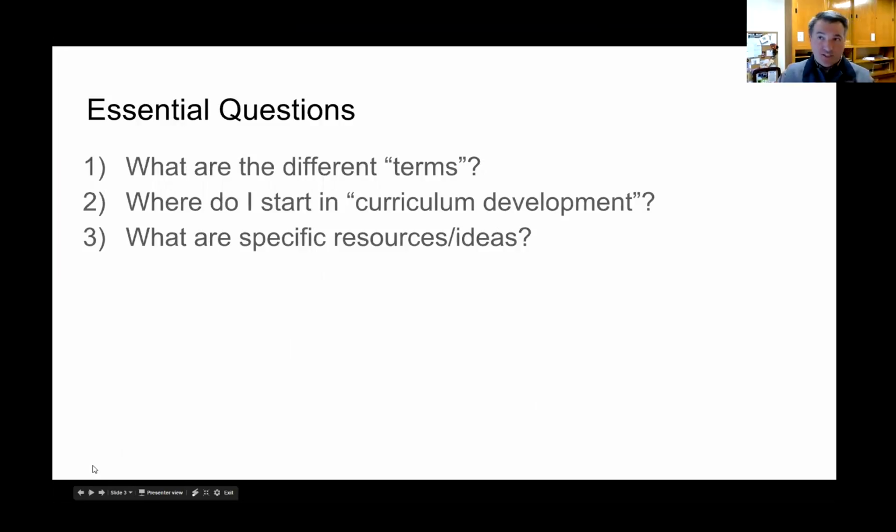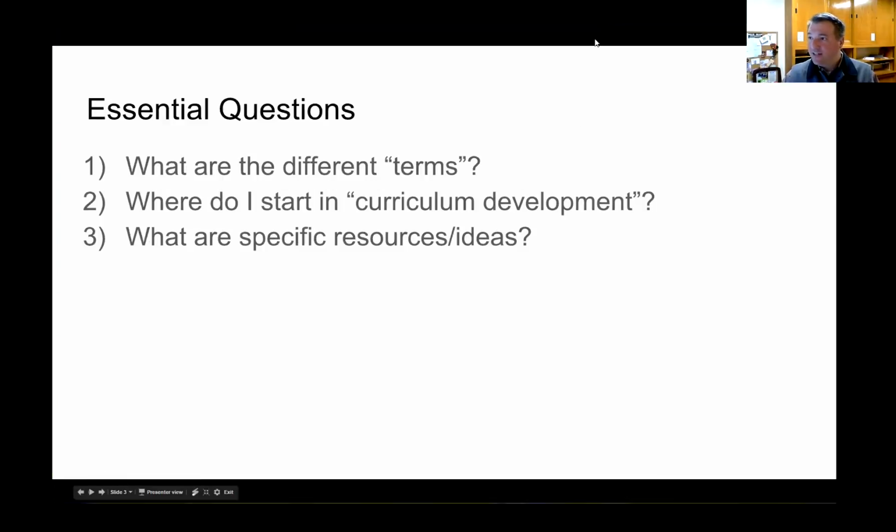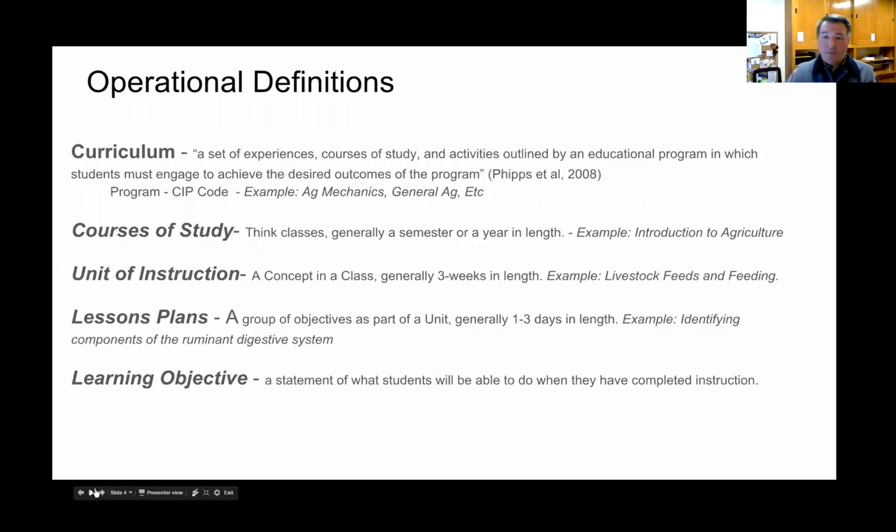Three essential questions in 30 minutes. What are the different terms? Where do I start in curriculum development? And then what are some specific resources or ideas, like some concepts that we can talk about? That's kind of where I got excited to think about some new ways of looking at things. So I'm going to ask you as our host, let me know if any comments come across that I need to address. Okay? Will do.